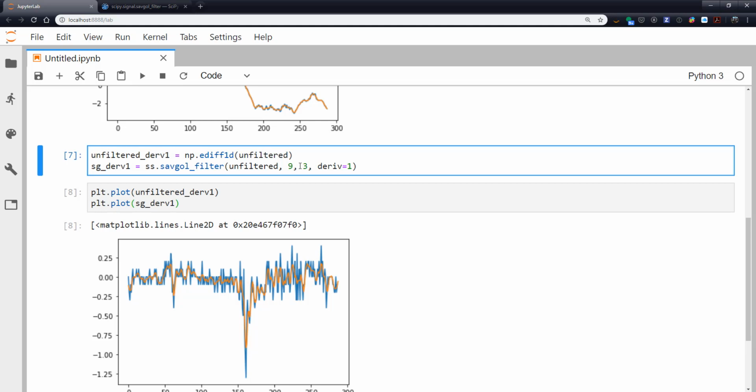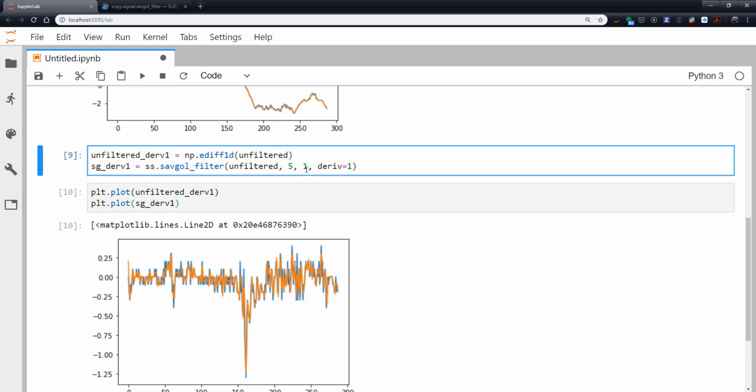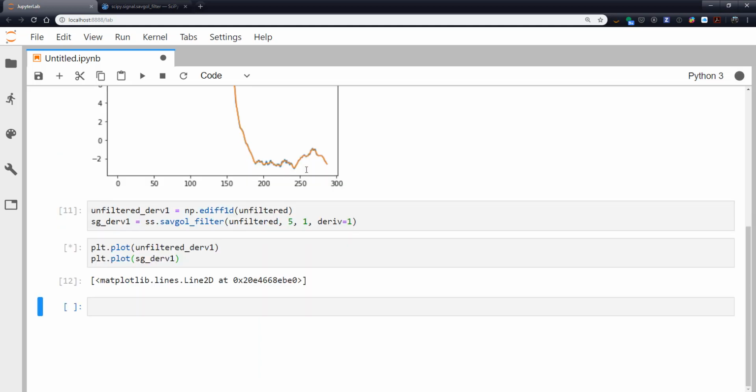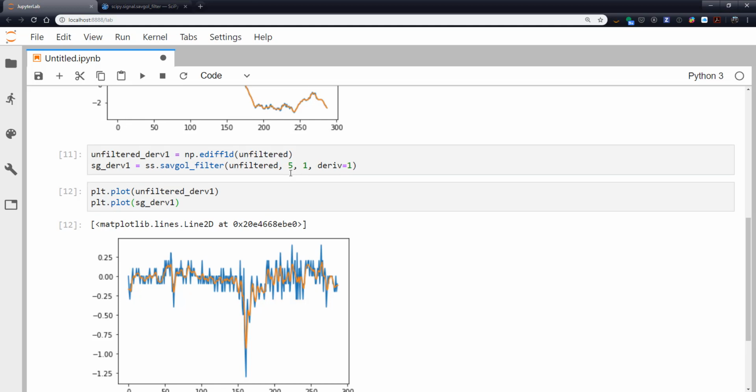So we could reduce this number of points. We could go down to say 5. Now we're noisier because we're fitting a 3rd order polynomial to 5 points. So we're fitting more of the noise, but I could reduce that to a 1st order polynomial. So fit a line to 5 points. And this actually looks pretty similar to where we were with 9 and 3. So with the Savitzky-Golay filter, there's a lot of room to change these parameters, play around until you get something that smooths out your data, but produces numbers that you're happy with.